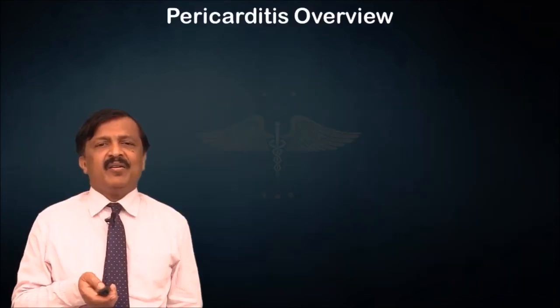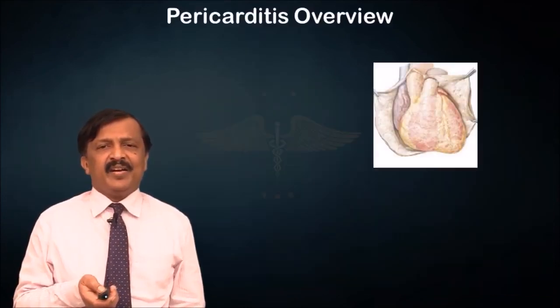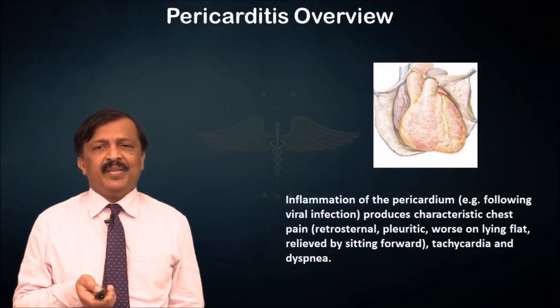What is acute pericarditis? Pericarditis is inflammation of the pericardium following a viral infection or a tuberculosis infection, and it will cause chest pain which is typically retrosternal, pleuritic, relieved on lying down flat but increasing on bending forwards, with associated tachycardia and mild dyspnea.